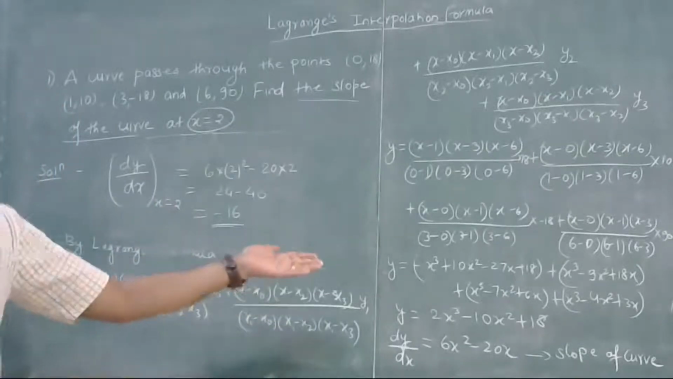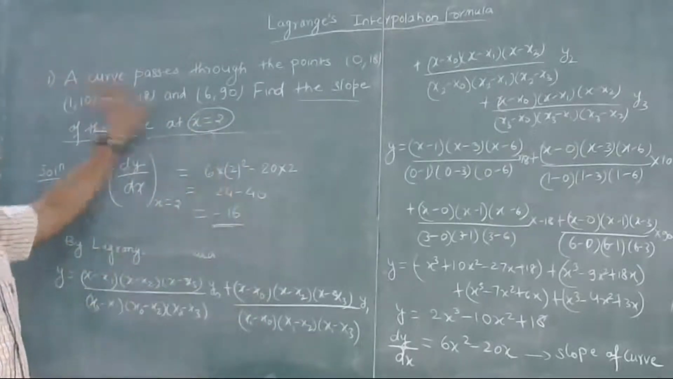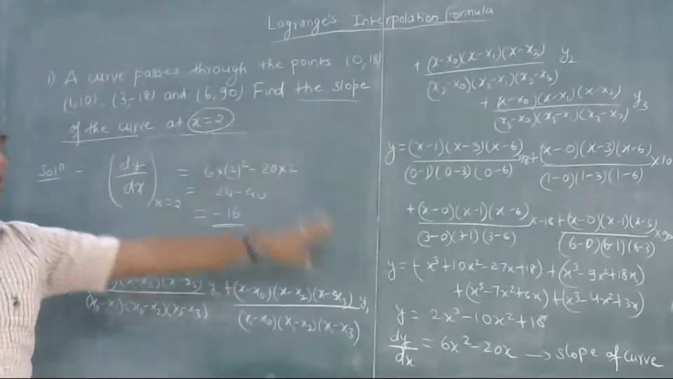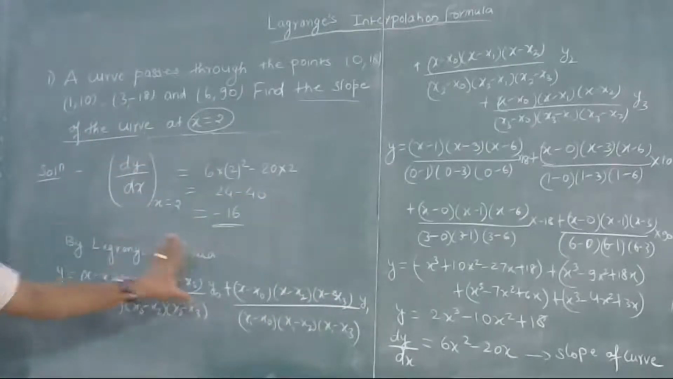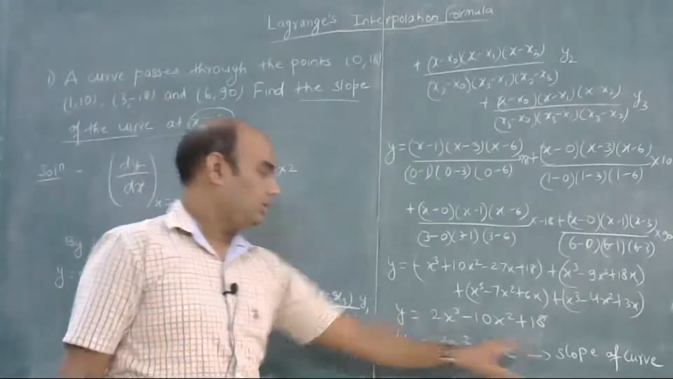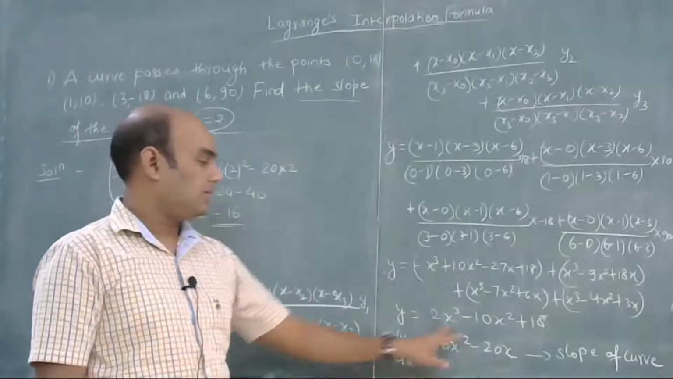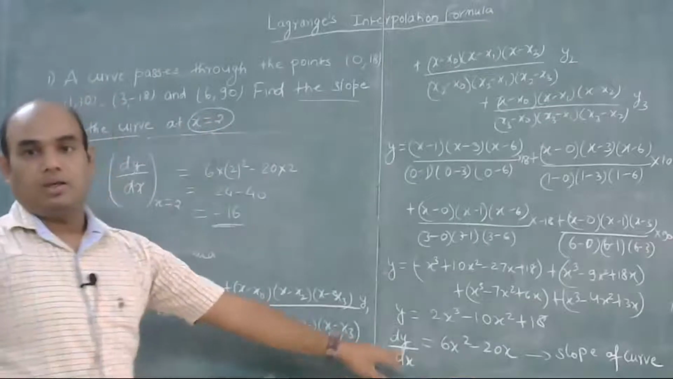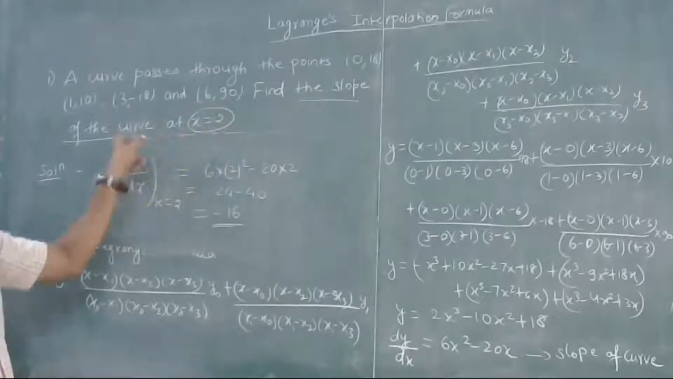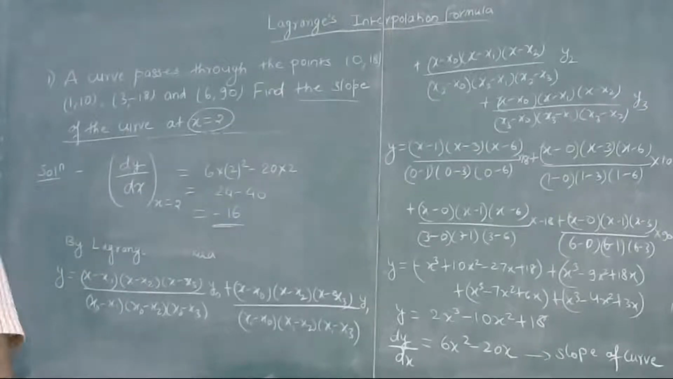Okay, so this is one of the applications of Lagrange's interpolation formula. If you have coordinates of any curve, you can find the slope. First we write Lagrange's formula, substitute the values of x and y, and you will get an equation in terms of y. Then to find the slope, we differentiate this equation with respect to x and substitute the value x equal to 2. You have to find the slope at x equal to 2. Okay, so this is the slope of the curve.